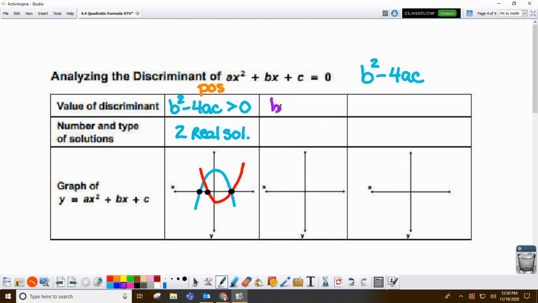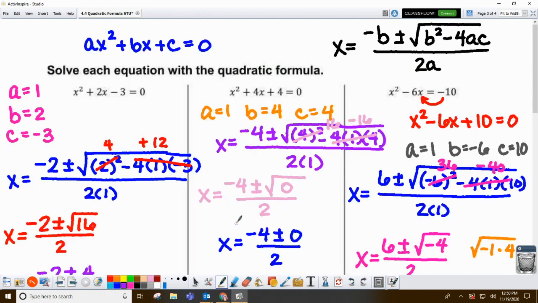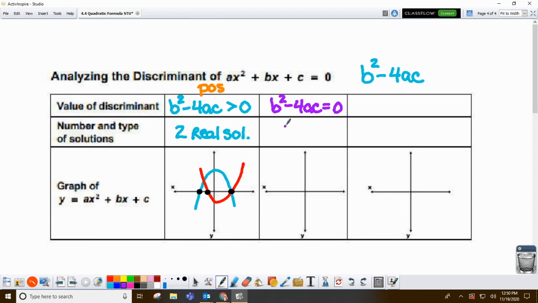All right, your second scenario would be b squared minus 4ac is equal to 0. That was the second situation we had over here. Our discriminant was equal to 0. The number under the root we got was a 0. In that case, we have one real solution. And what that looks like graphically is the quadratic actually bounces off of the x-axis at that particular value.